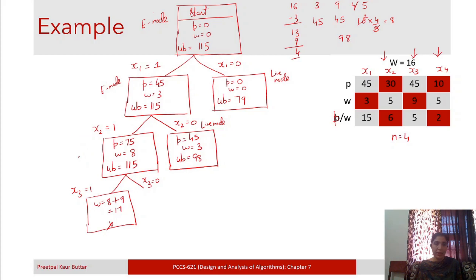This is our E node which we are exploring now. So this has resulted in a dead node. Let us explore the second child of the E node. This is when you are not picking x3. So when you are not picking x3, the profit will remain the same as the parent node, that is 5. Weight will also be 8. And what will be the upper bound? Let us go there.